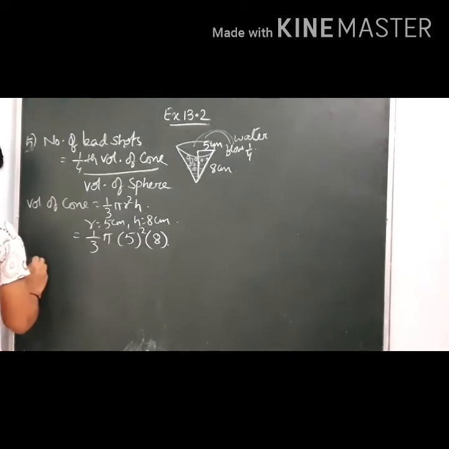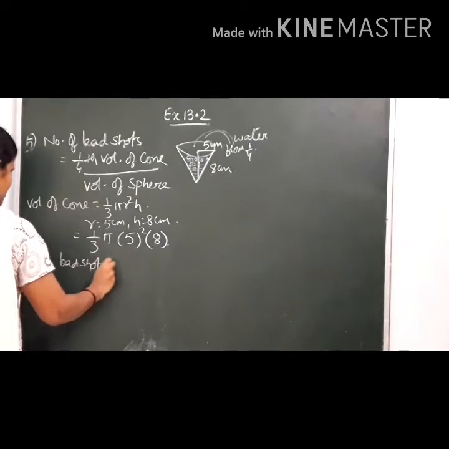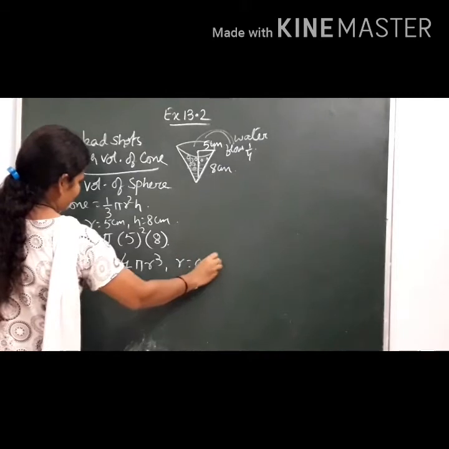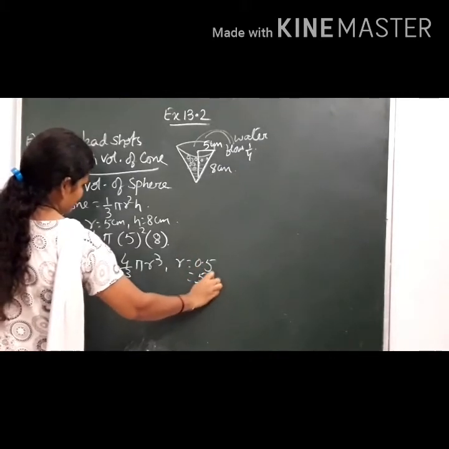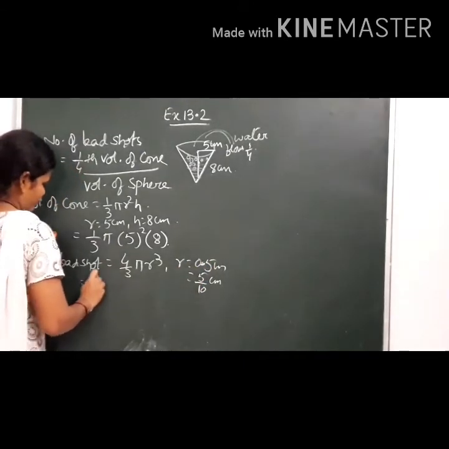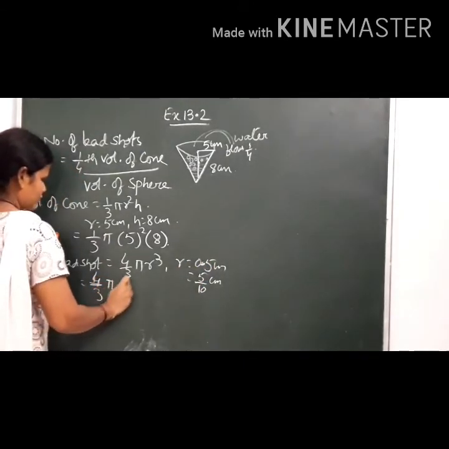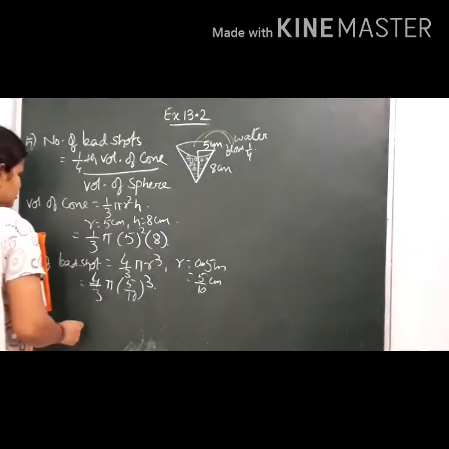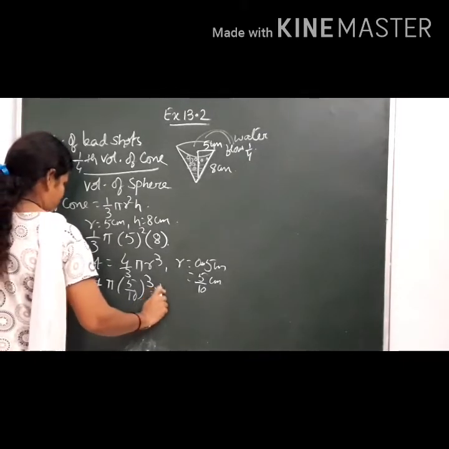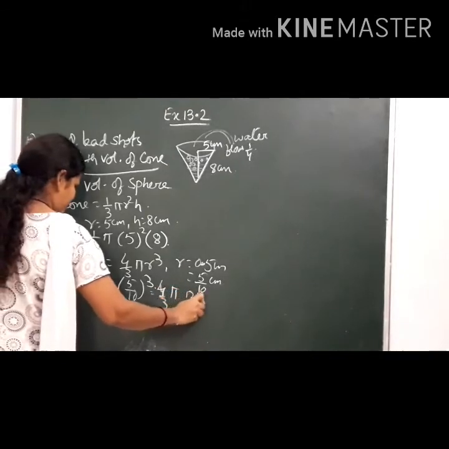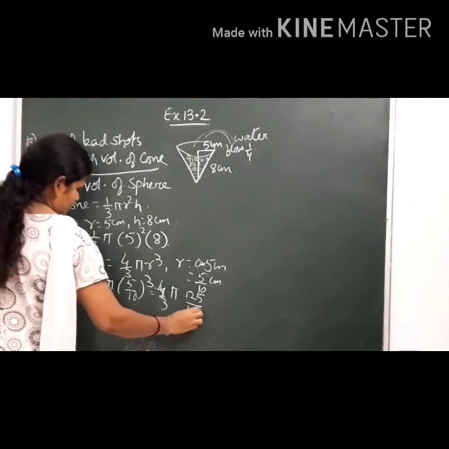And what is the volume of a lead shot? That is in the shape of a sphere, so it is 4/3 pi r cube. What is r here? 0.5, that is 5/10 centimeter. Remove the decimal here. So what do we get? 4/3 pi into 5/10 whole cube. You will get 4/3 pi 5 cube, 125 pi by 1000.